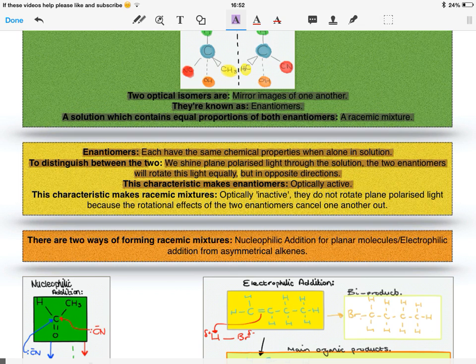However, this characteristic also makes racemic mixtures optically inactive, and the reason for this is they do not rotate plane polarized light because the rotational effects of the 2 enantiomers cancel one another out, because like I said earlier, the 2 enantiomers rotate plane polarized light equally but in opposite directions. So if you've got equal proportions of the 2, they're going to cancel.